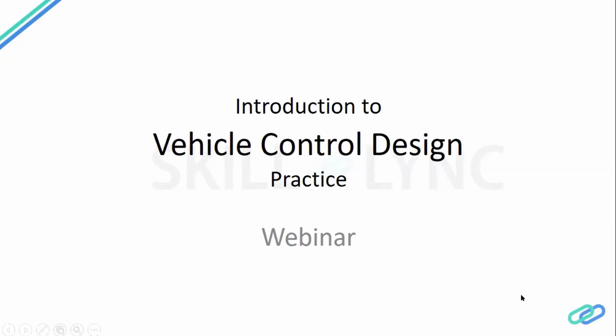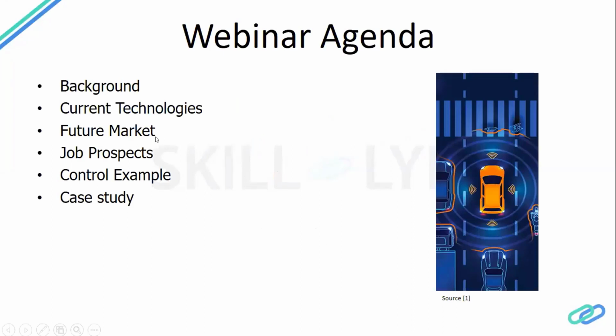Today's agenda will mainly cover the background: what a control system is, what technologies are in demand right now, what the future market is, even if there is some effect of COVID-19, and how autonomous systems are under research and being developed by various giants in the industry. What are the job prospects for people who are working in this industry or want to start in vehicle control systems? Then some examples and a case study on how we can create a control system using the practices generally followed in the industry.